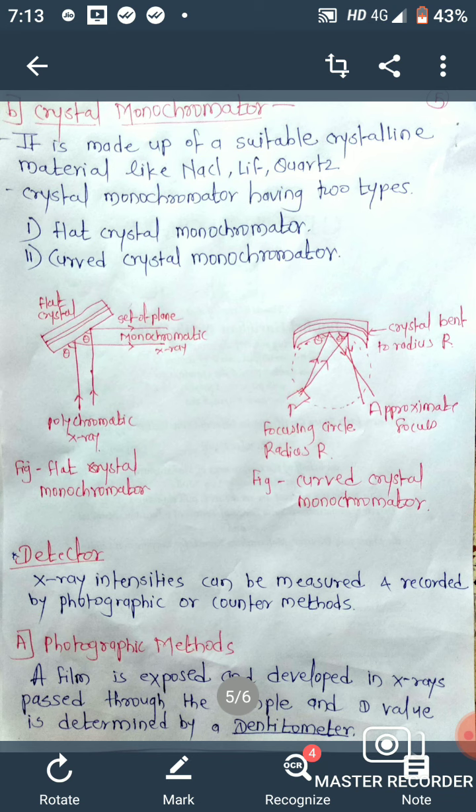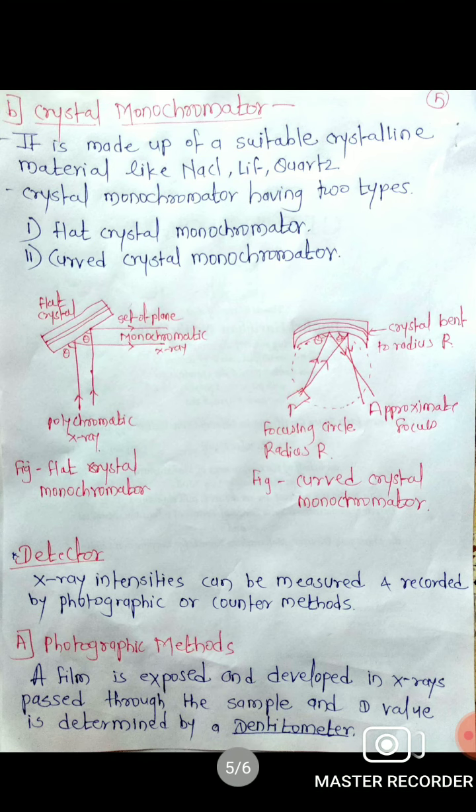Then the next one is the detector. The X-ray intensity can be measured and recorded by the photographic or the counter method. There are two methods to detect the radiation of XRD: the photographic method and the counter method. Both these types of methods depend upon the ability of the X-rays to ionize matter and differ only in the subsequent fate of the electrons produced by the ionizing process. We will discuss these one by one.